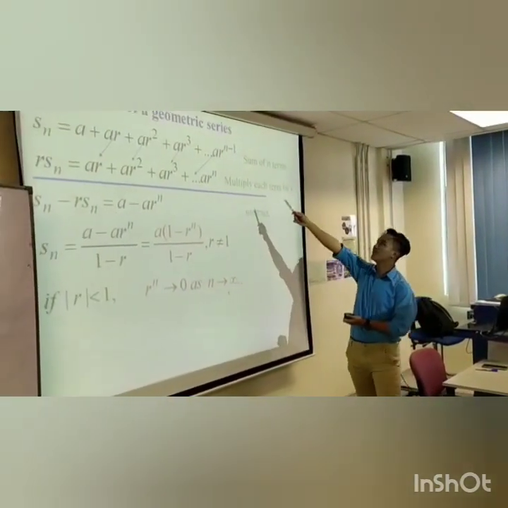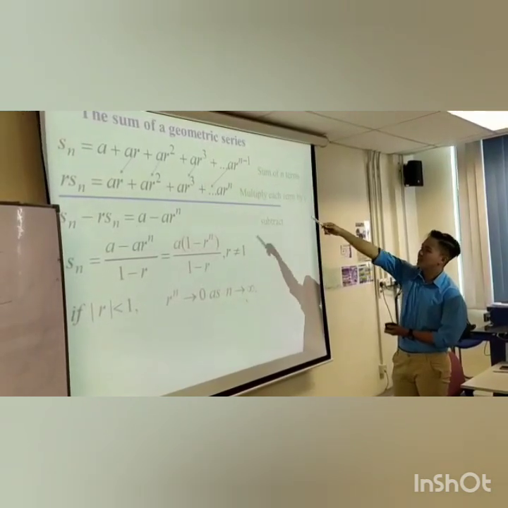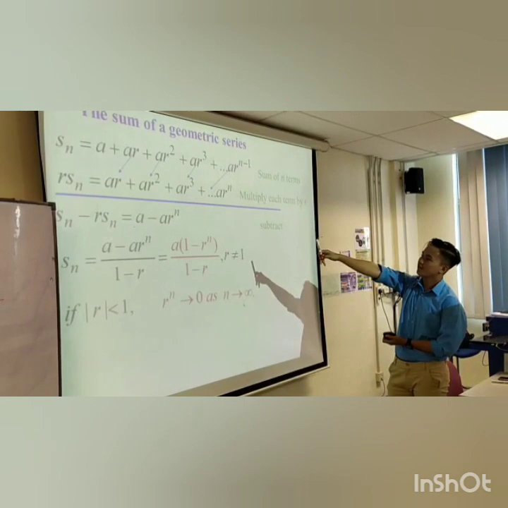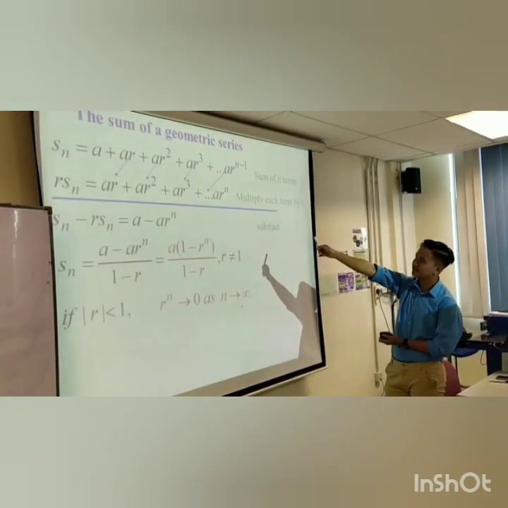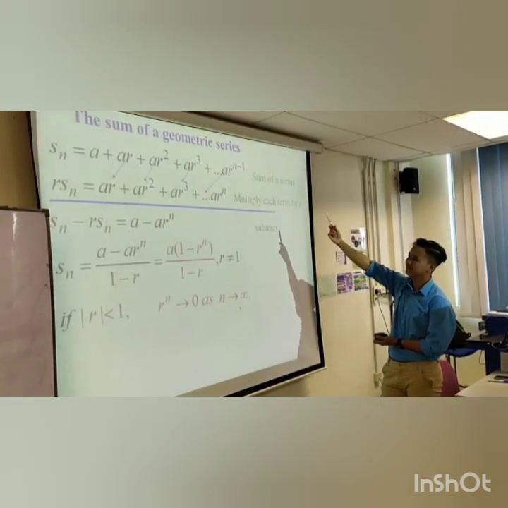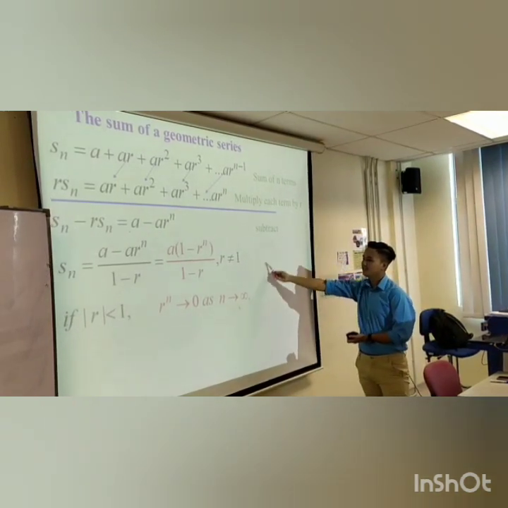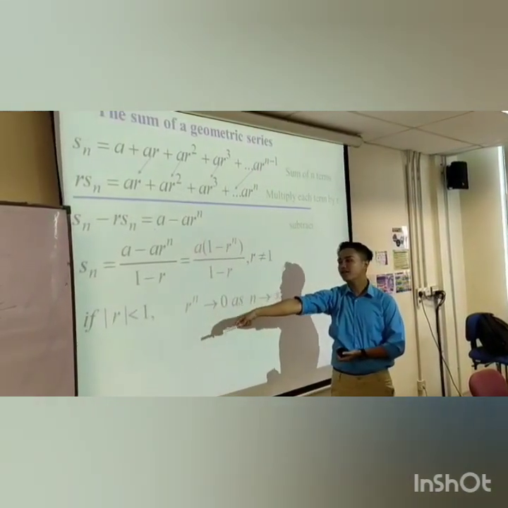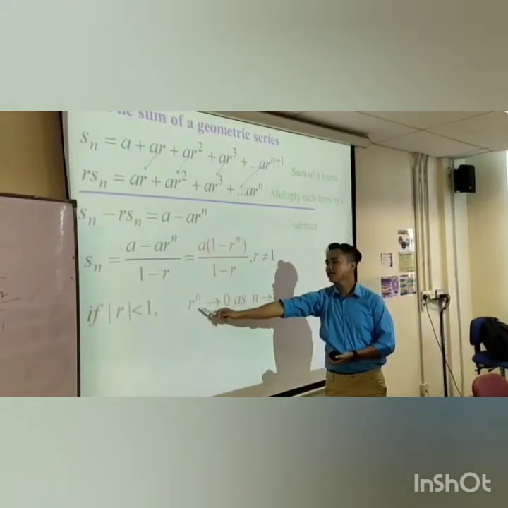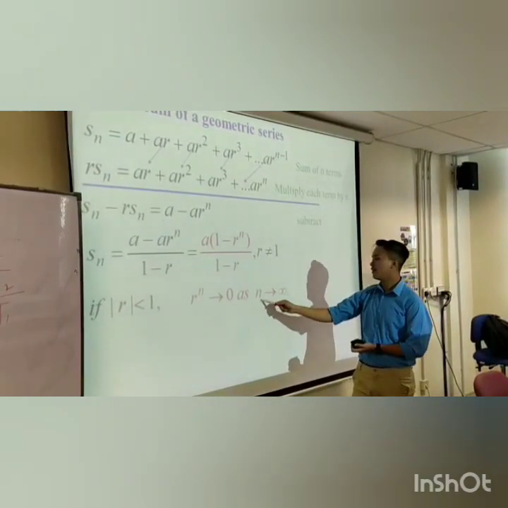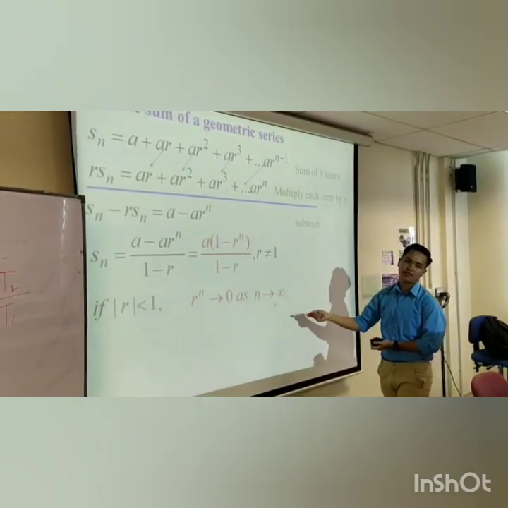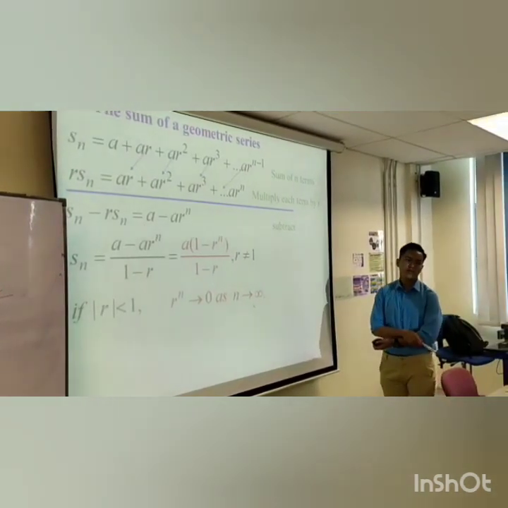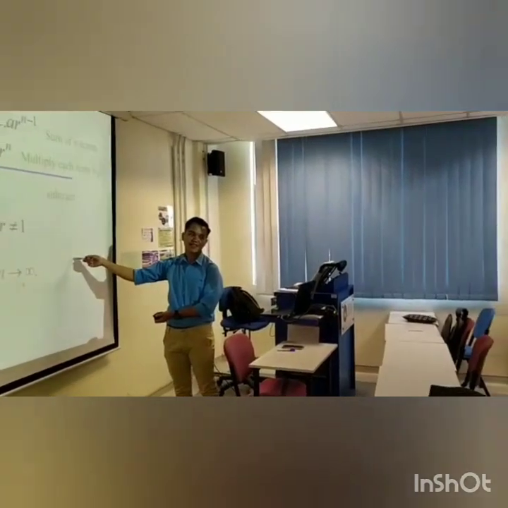The sum of a geometric series, something like that. First, you do it like that, and then you subtract, and then we get this. If modulus r is less than 1, r^n approaches 0 as n approaches infinity. Yes. So, any question regarding this? No.